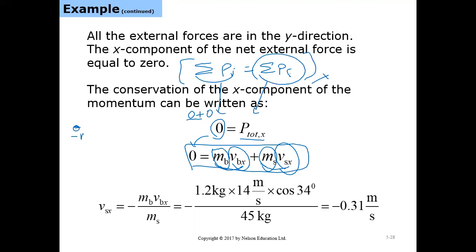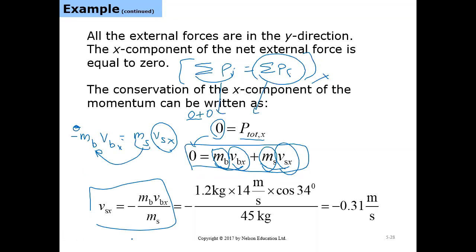I can bring it to the left side. So it will become minus mbvbx is equal to msvsx. So we are after this, right? The skater's velocity. Everything else is given. So I can get this. If I take it to this side, so this is what we get.